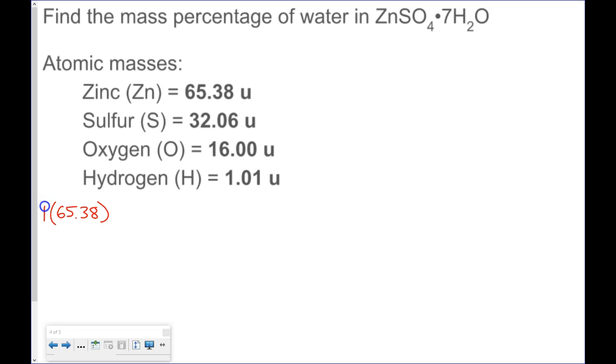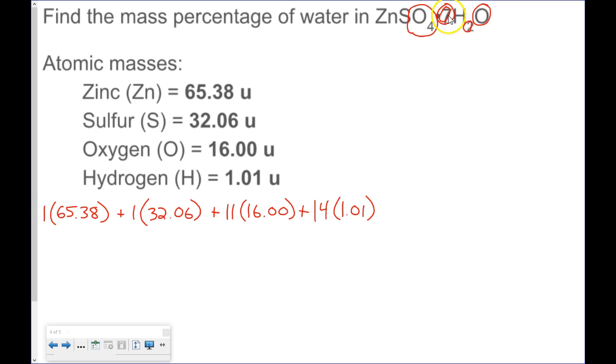Now this one I'm going to be looking at the mass of water in a hydrate. What I need to do here for my total calculations is factor in the fact that I'm going to have 4 oxygens here and 7 oxygens from the water in the hydrate, because I still need to get the total amount. Hydrogens, that one's also going to be a little bit tricky, but I need to factor in that it's 7 times 2, so I'm going to have 14 there. So this is my zinc, that's my sulfur, that's my oxygen, that's my hydrogen.